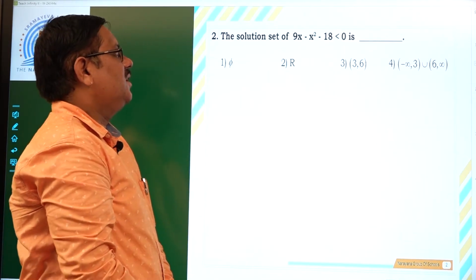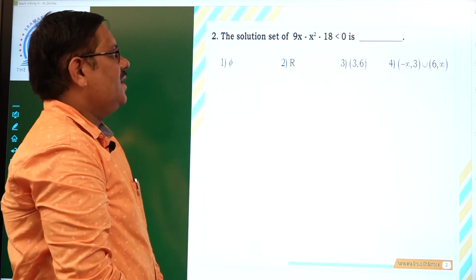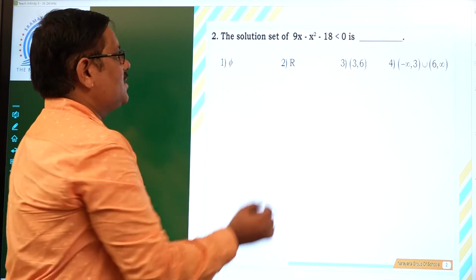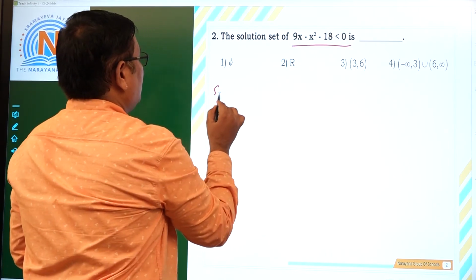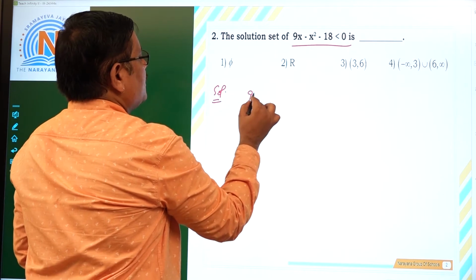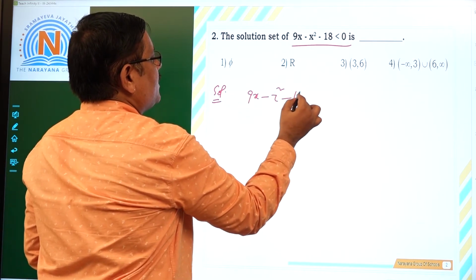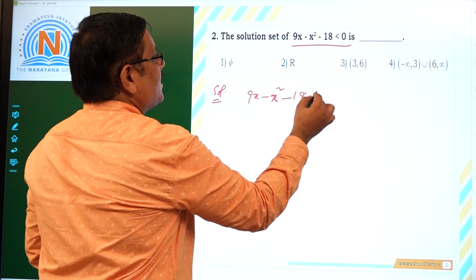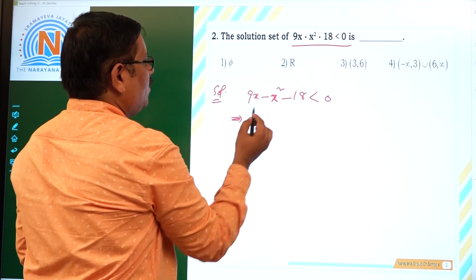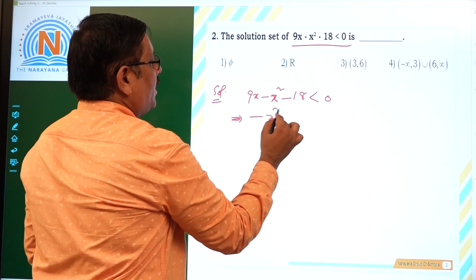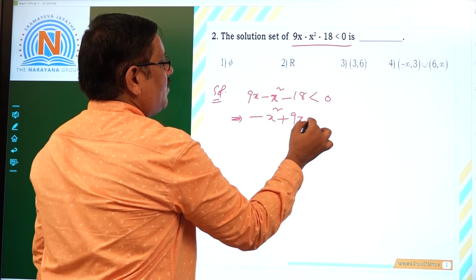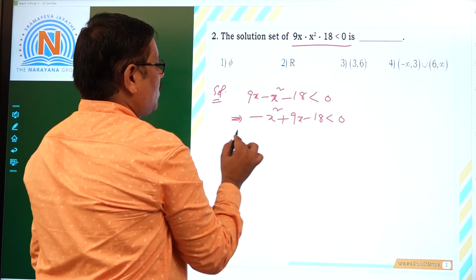The solution set of 9x minus x square minus 18 less than 0 is. So this is the inequality for us now. Let us write it. 9x minus x square minus 18 is less than 0. Now what I am trying to do, let me write it in order. Minus x square plus 9x minus 18 less than 0.